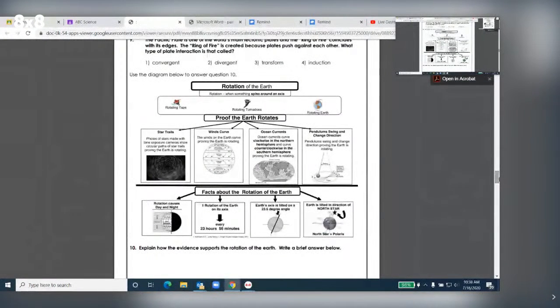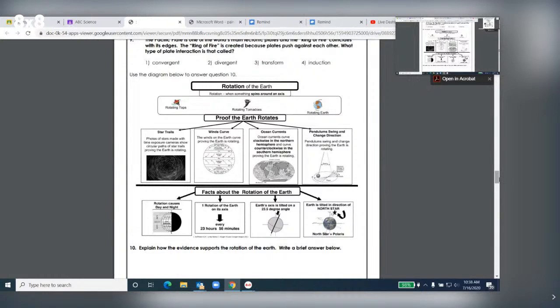So this one is rotation of the Earth. So this one shows wind curves, ocean currents, swings and change in direction, and star trails. Okay. The winds of the Earth curve, providing the Earth is rotating. Ocean currents are clockwise in the northern hemisphere and curve counterclockwise in the southern hemisphere, providing the Earth is rotating.